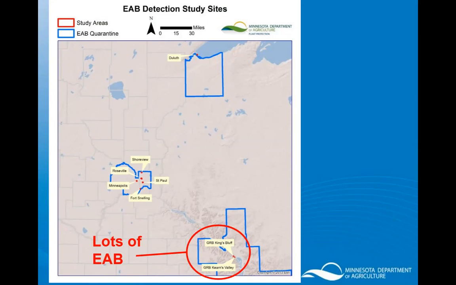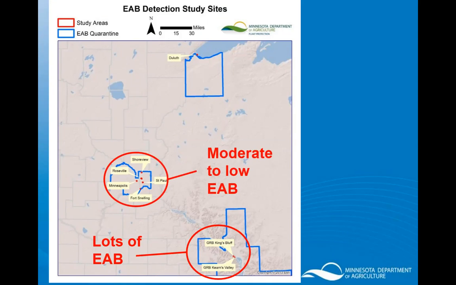In the Twin Cities, we have, I would say, moderate to low EAB, a little bit higher at this point, but definitely lower than the southeast. And then up here in Duluth, which is across from Superior, Wisconsin, where emerald ash borer is known to be present, we've not yet been able to find any emerald ash borer in Duluth. As far as we know, we still don't have any EAB. So we had a gradient of EAB pressure across these sites, and we're looking at our detection tools across these different sites to see how they perform.